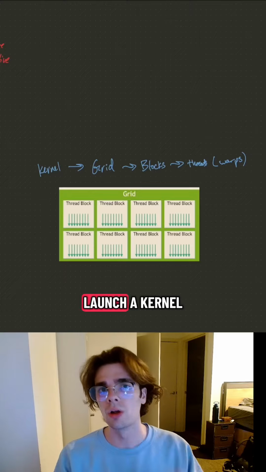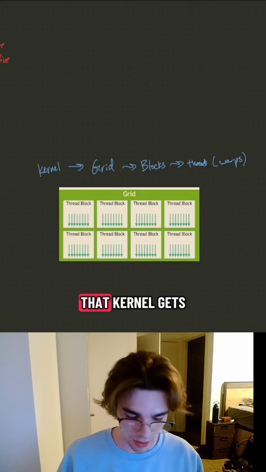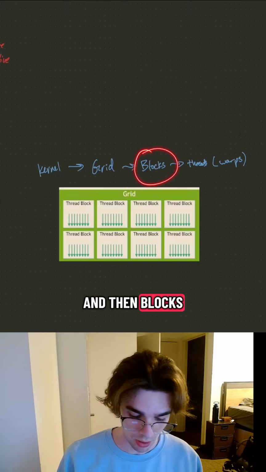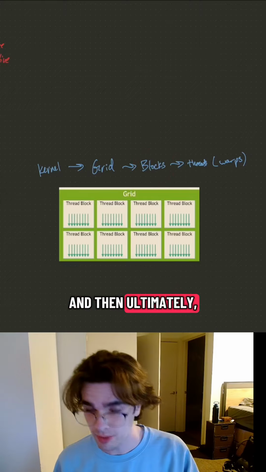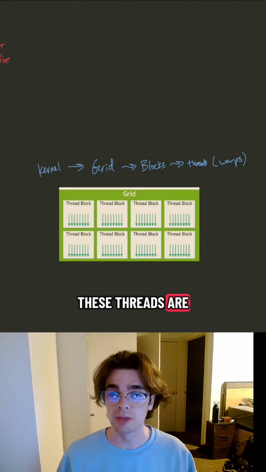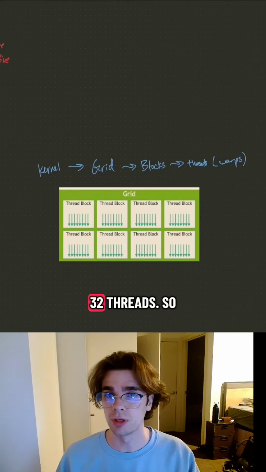So when you launch a kernel on a GPU device, that kernel gets broken down into a grid and then blocks and then ultimately threads that actually run on the GPU. These threads are grouped into what are called warps in groups of 32 threads.